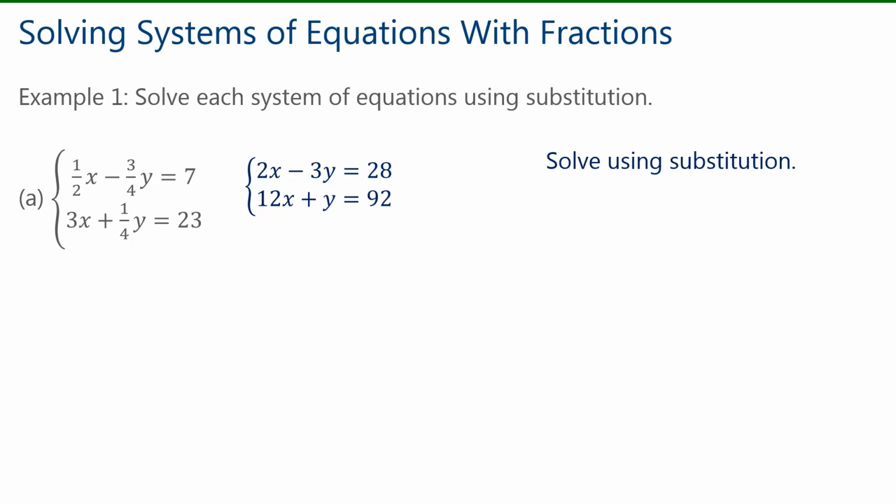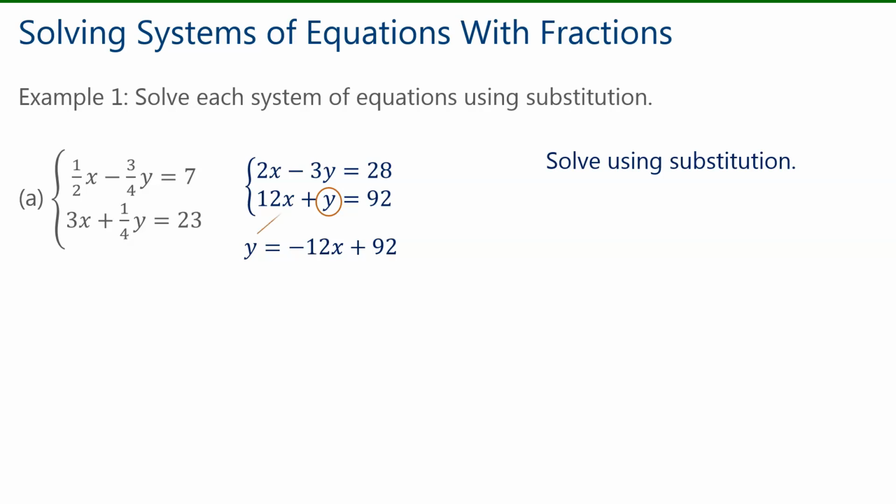So the first thing we do is solve for a variable. So looking at the two equations, the y here is the only one that has a coefficient of 1, so that's the one I'm going to solve for. And to do that, I'll just bring the 12x over to the right-hand side, giving me y equals negative 12x plus 92.